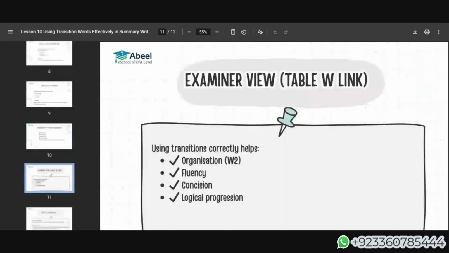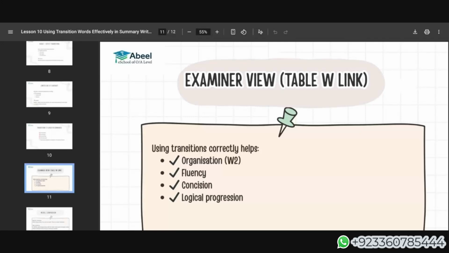Examiner's view, if we keep in mind the table criteria, which I've already shared with you, how the examiner is going to judge us. Using transition correctly helps to maintain the flow, fluency, concision, and logical progression. Okay, you are giving a logical progression of ideas which you have already taken, which are already provided.